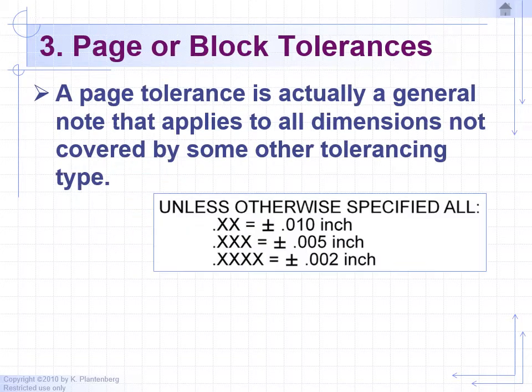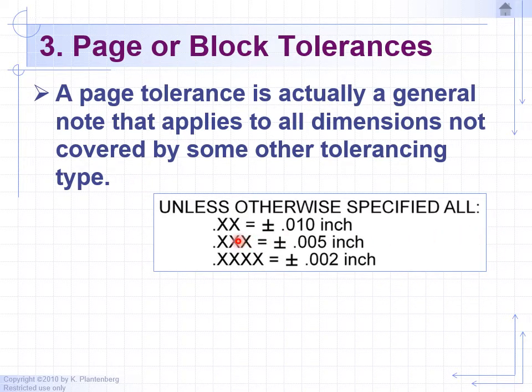Next slide. Page or block tolerances. A page tolerance is actually a general note that applies to all dimensions not covered by some other tolerancing type. So in other words, if a machine shop is looking at your drawing and they see a length of 1.00 inches, for example, but you don't provide a tolerance, how much they can be off by, then what they'll do is they'll look in the title block. And this is very common. You'll see this note in a title block.